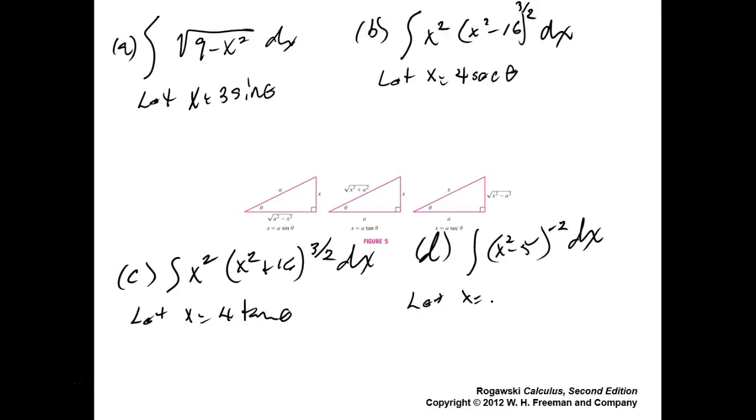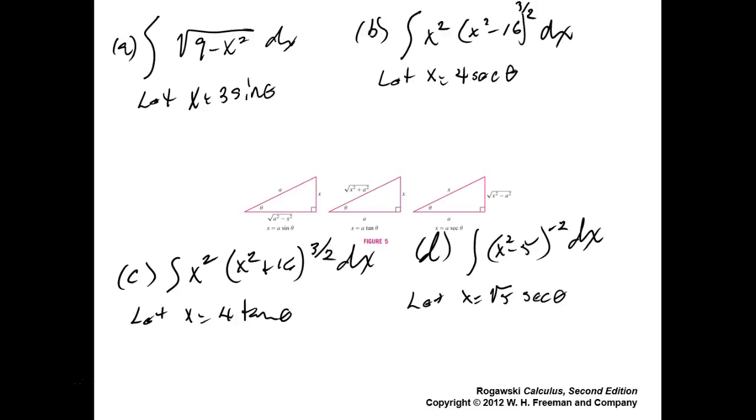The square root of 5. Yeah, it's x equals the square root of 5 times, and what you say, secant theta. There it is. Okay? Now, I think that's all they wanted. They just said state the trigonometric substitution appropriate.